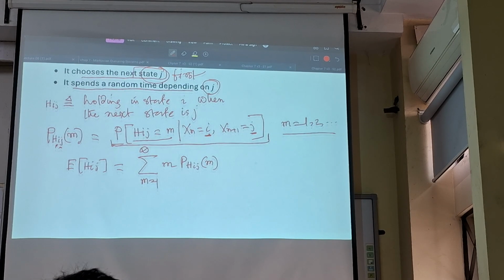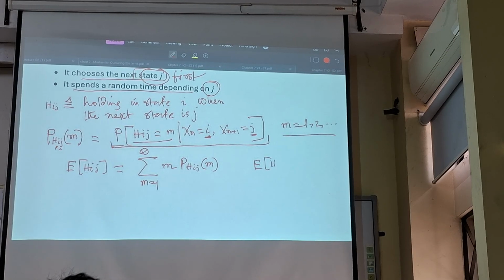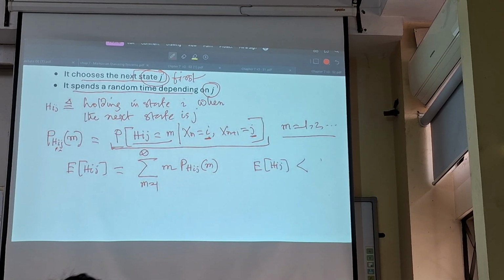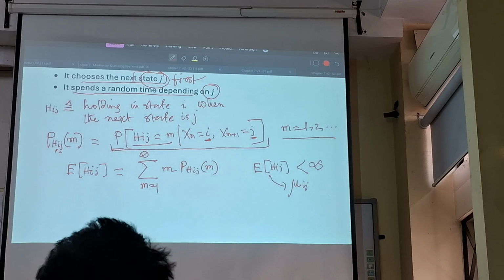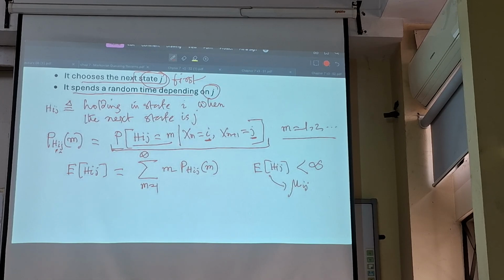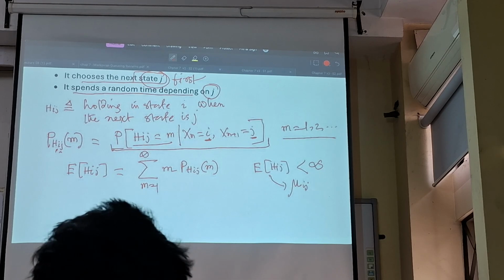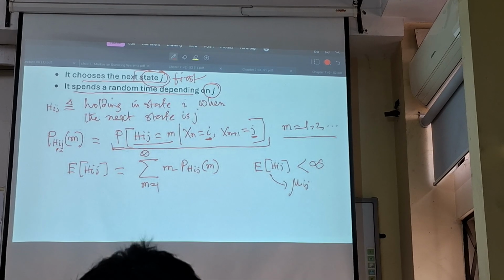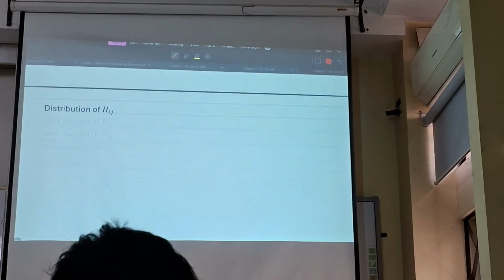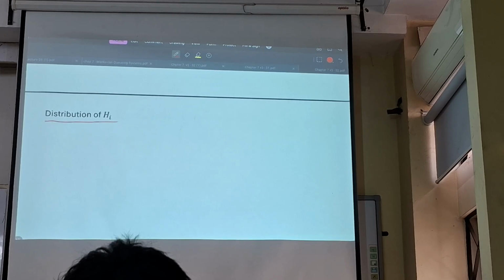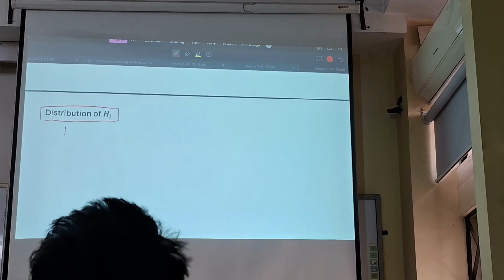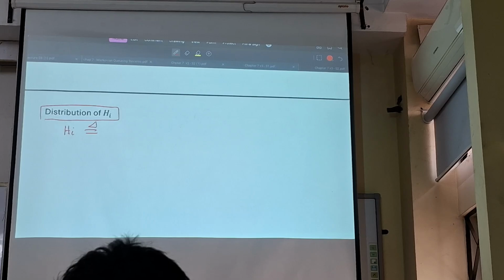And also what we need is that this expected value should be less than infinity. In many cases, we also denote this one by V_ij. It is the average amount of time that the process stays in state I when the transition from I will occur to state J. Now I have written the distribution of this one. Now the distribution of H_i. What is H_i? H_i is actually the holding time.